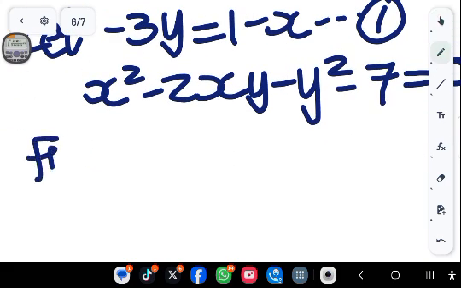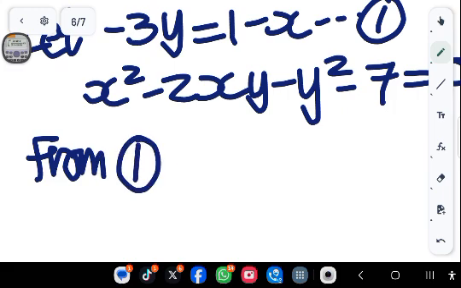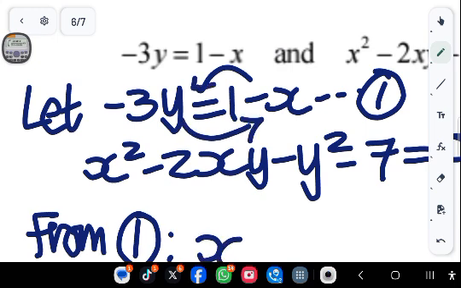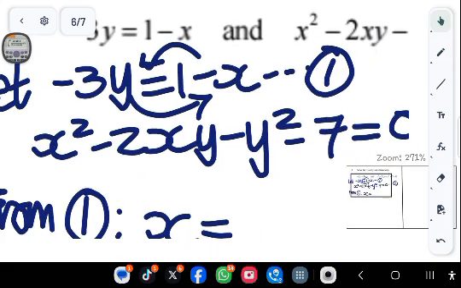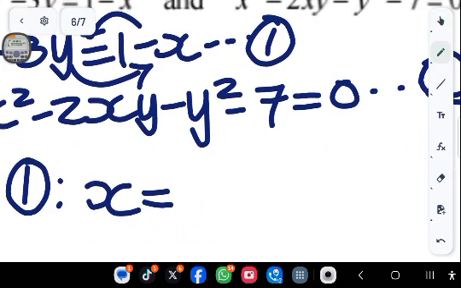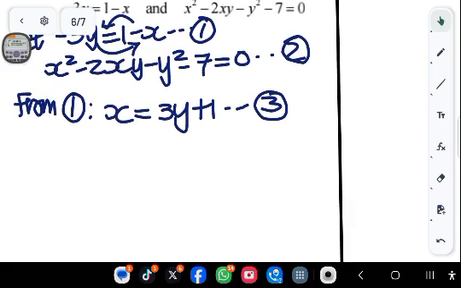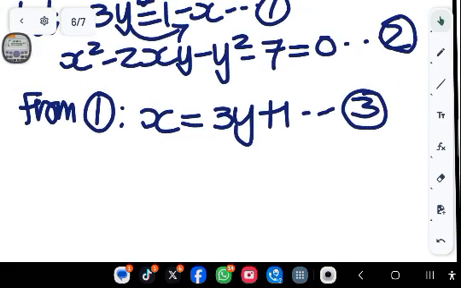So from 1, we take the x to the left hand side and everything else to the right hand side. X will be equal to 3y plus 1. Okay, and let's call this equation 3 for ease of reference. So it's easy for us to just say equation 3.